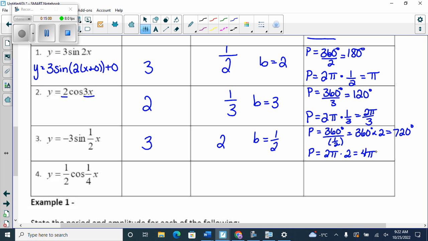This one, my amplitude's a half, so my period's actually shrinking, right? Instead of being 2 pi, my period would be pi, or instead of being 360, my period would be, oh, I'm sorry, I'm multiplying by 4. Why did I say half? The period's getting way bigger. It's going 360 times what? 4, which is 720 times 2, which is 1440. Okay. And then maybe 2 pi times 4, which is 8 pi.